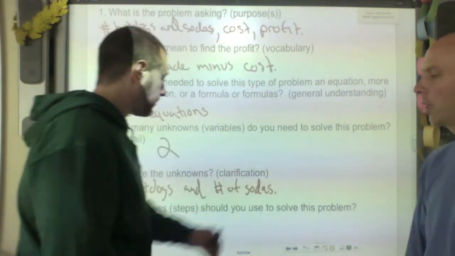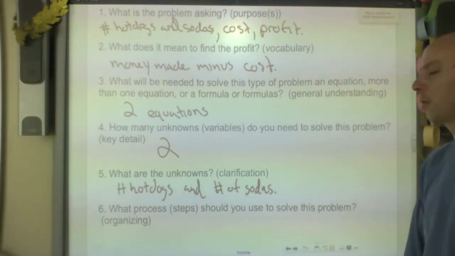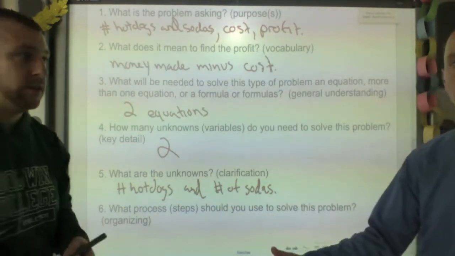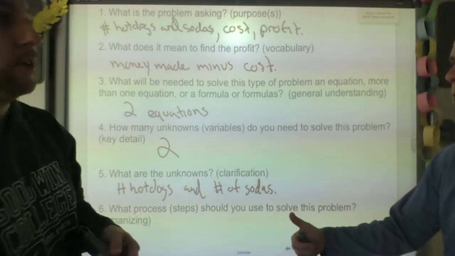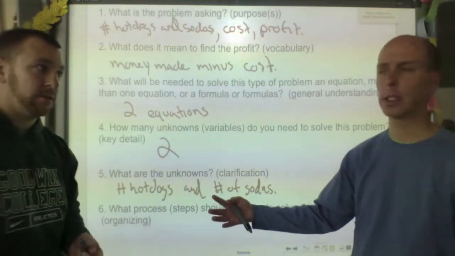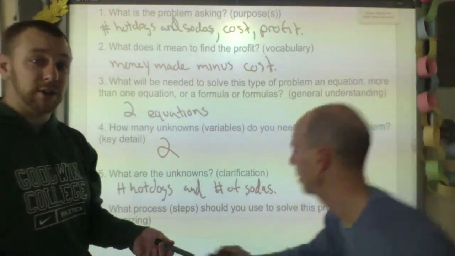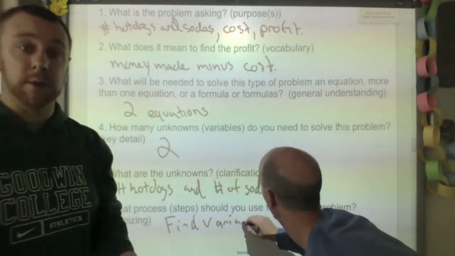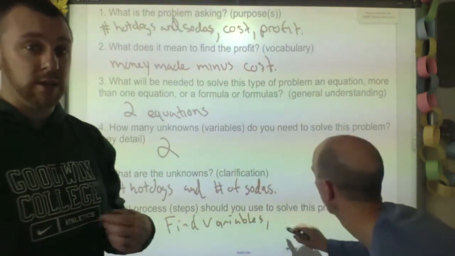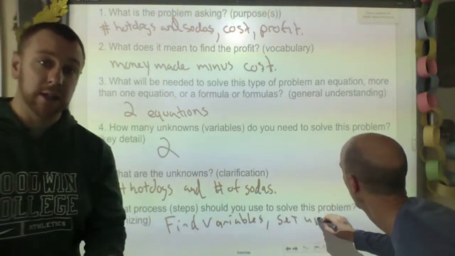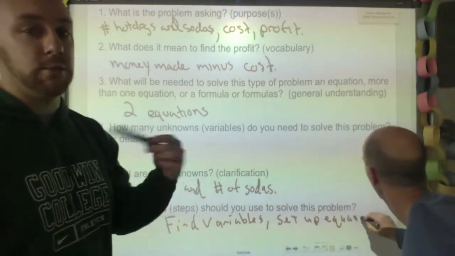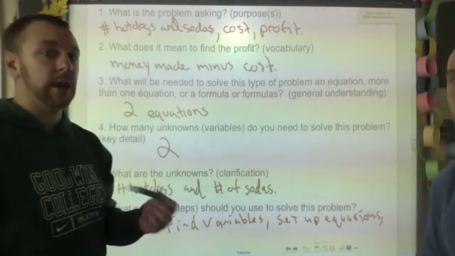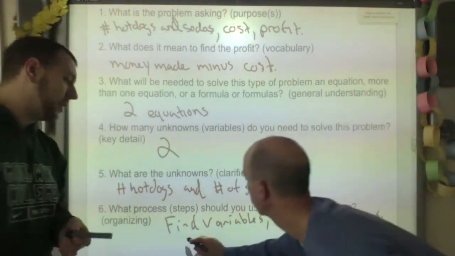And last question is, what process would you use to solve this problem? Again, we know it's a systems of equations, so you would find the variables first. Next, you would set up your equations. Solve the system however you want. Then once you have the numbers, find the cost for each. Find how much money each one made, and then subtract the cost from how much money you made to find the profit. Okay, and we just discussed that previously.